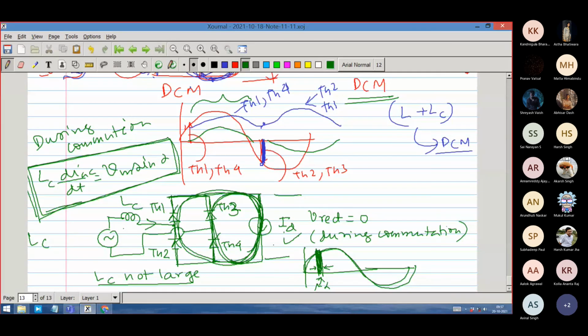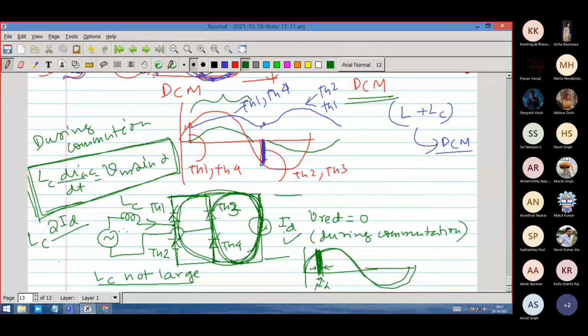And after commutation, what will happen? Minus ID, because that time TH3 and TH2 will conduct. At the beginning of the commutation, TH1 and TH4 are conducting, and it is carrying ID in this direction. At the end of the commutation, TH3 and TH2 will conduct, and therefore the current on the input side iAC will be minus ID. So what is the difference current? diC is equal to 2ID, and dt is the time we want to find out, that mu duration.